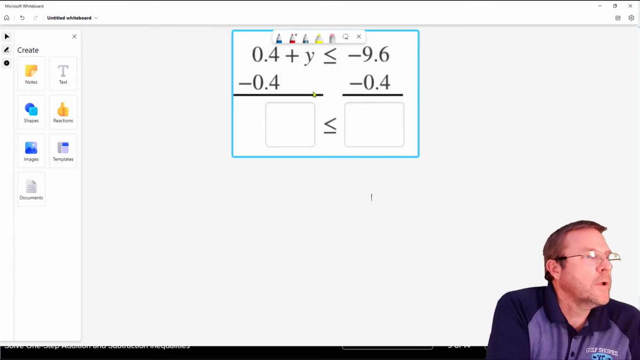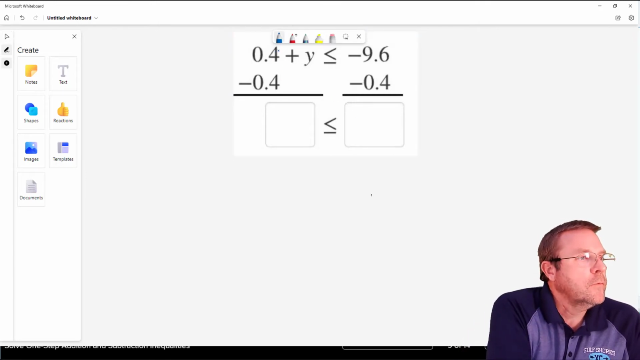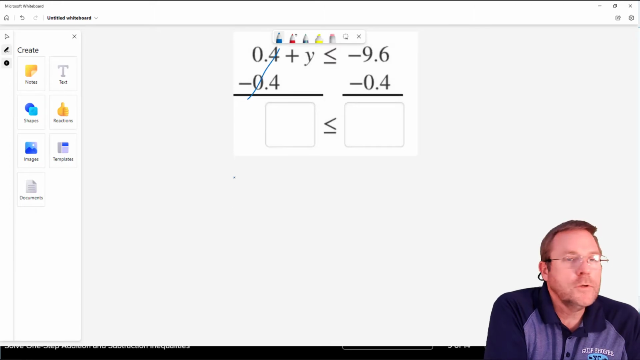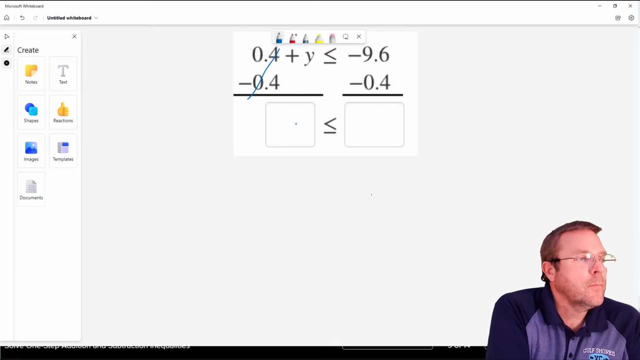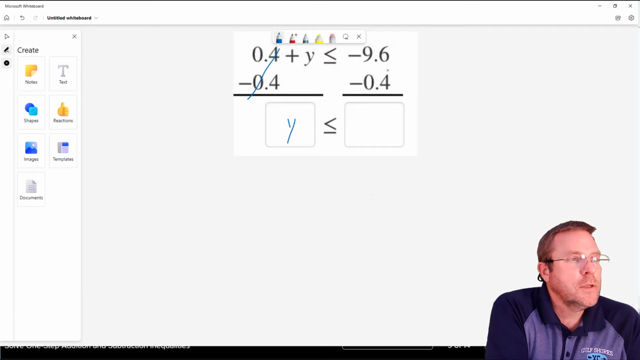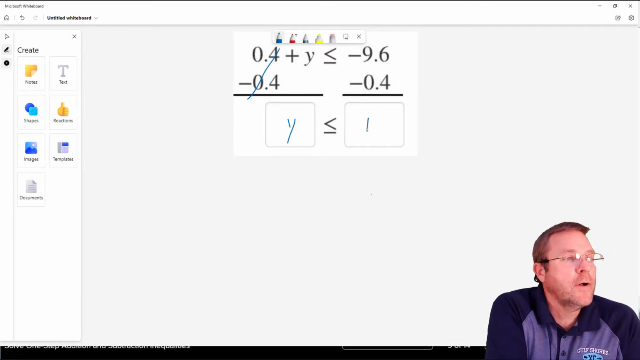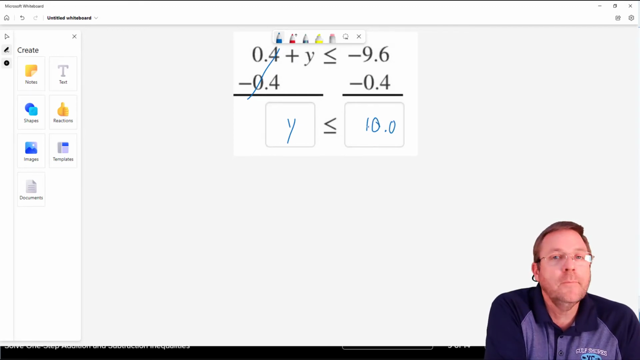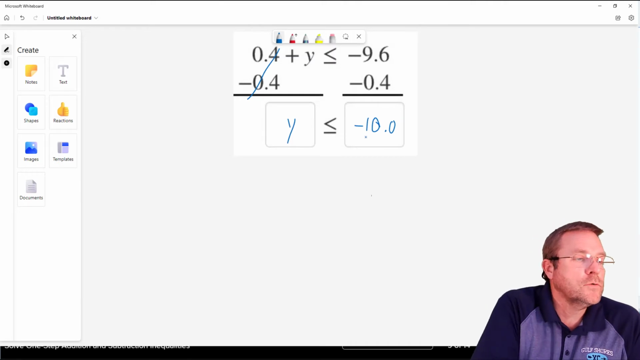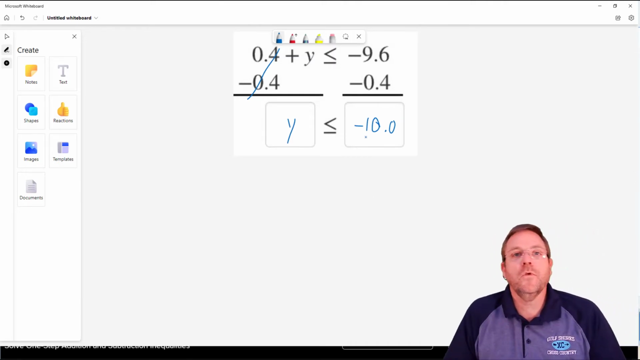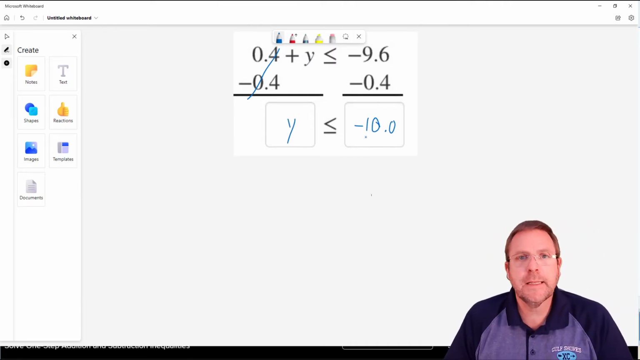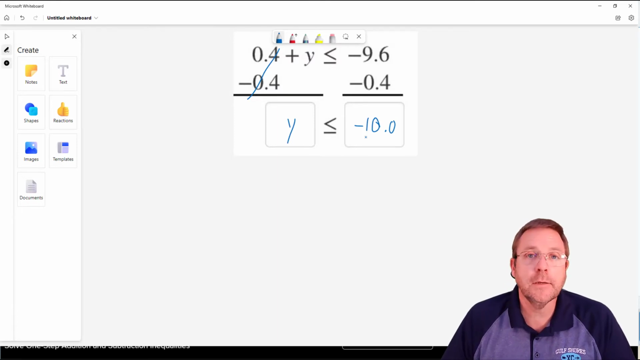We're going to start off by saying that the 0.4s are going to zero each other out, just like that. I'm left with a y on the left-hand side. The sign stays just like it was. On the right-hand side, the signs are the same. Find the sum, which is going to be 10.0, also known as 10, with the sign in front of your larger number going in front of your answer. So y is going to be less than or equal to negative 10.